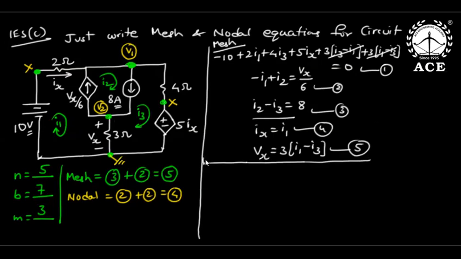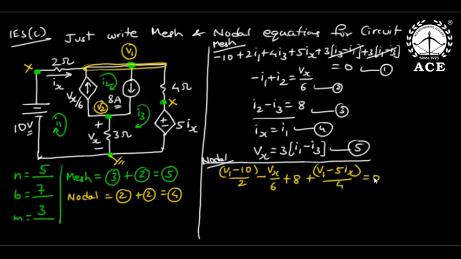Now I'm writing nodal equations. So if I write nodal, I want everyone to see the first node here. This together is a single node. Please understand, this together is a single node. This current is (V1 minus 10) by 2. Then this current is minus Vx by 6, this current plus 8, this current (V1 minus 5Ix) by 4, equal to 0. This is 1.